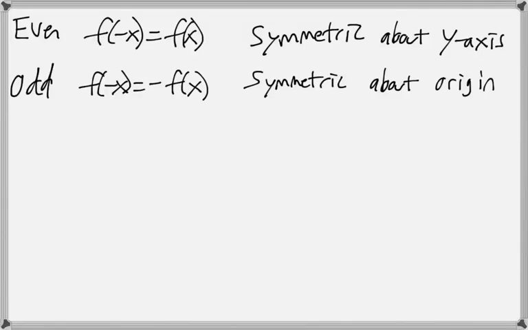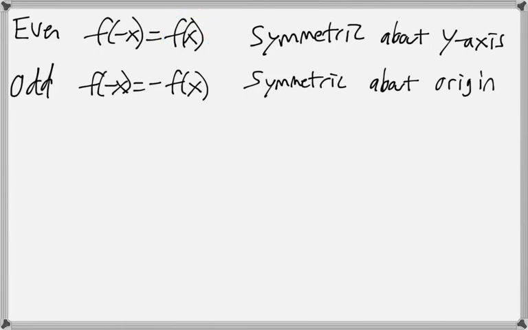Another topic that's related to transformations are even and odd functions. These are ways of classifying functions depending on what happens if you plug in a negative. So for even functions, if you plug in a negative x into the function, then you actually just get the original function back. The negative essentially finds a way to cancel itself out, and you're just left with the original function.